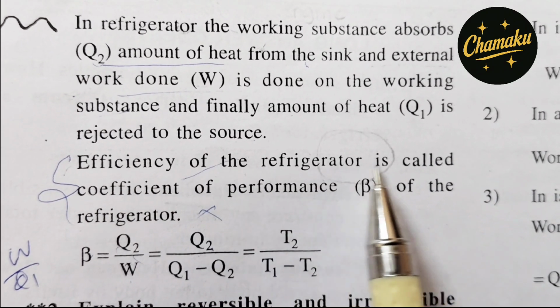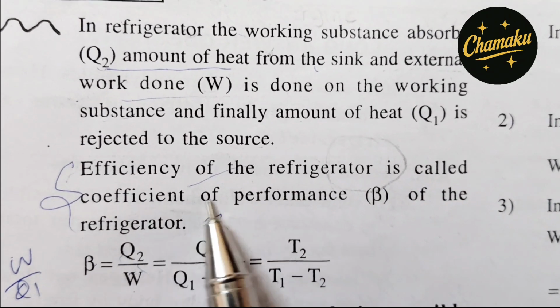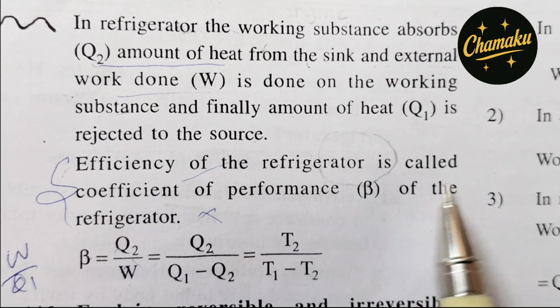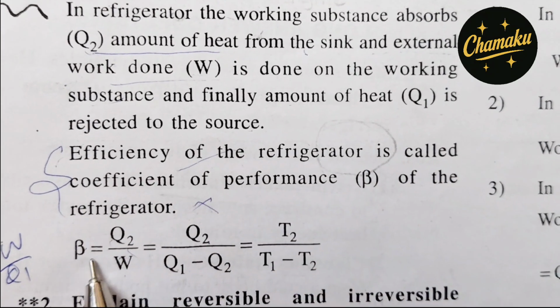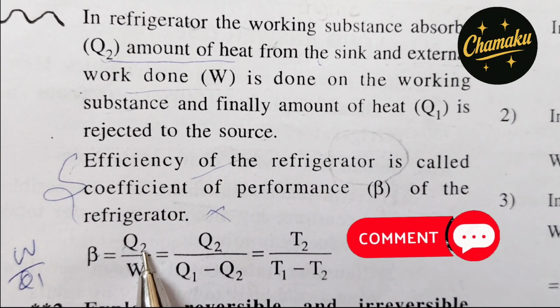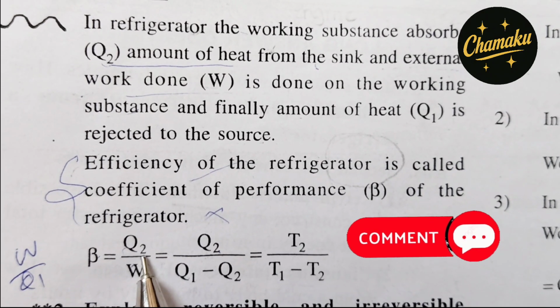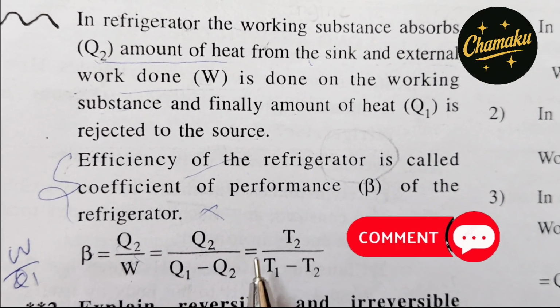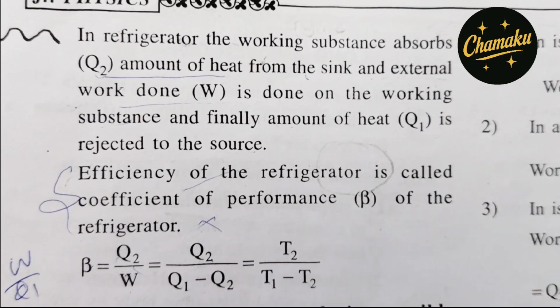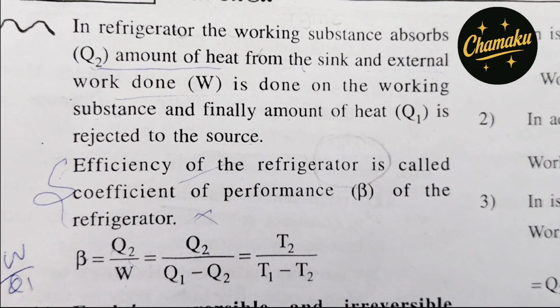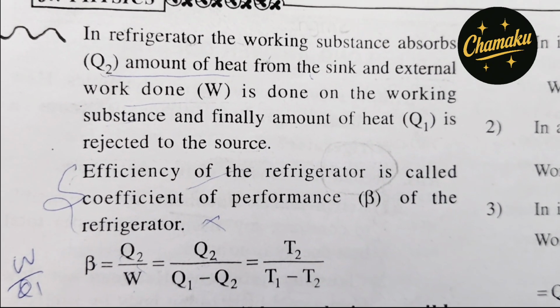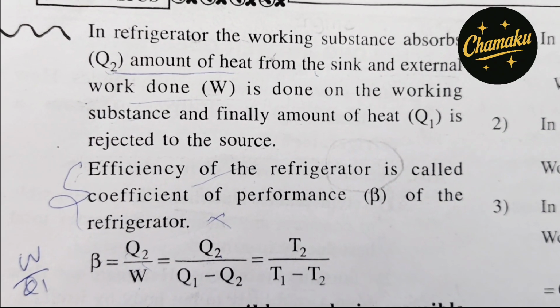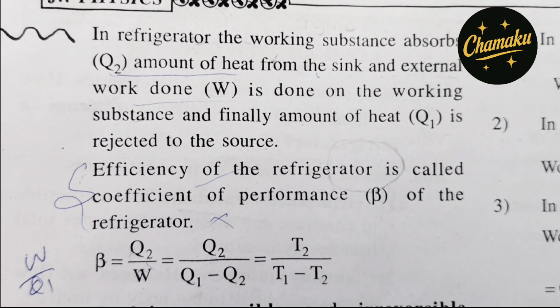The efficiency of the refrigerator is called the coefficient of performance, beta, of the refrigerator. So beta is equal to Q2, the heat from the sink, by work done, which is equal to Q2 by Q1 minus Q2, which is equal to T2 by T1 minus T2. So this is the important and most repeated answer from the previous papers. So let's move on to the next question.